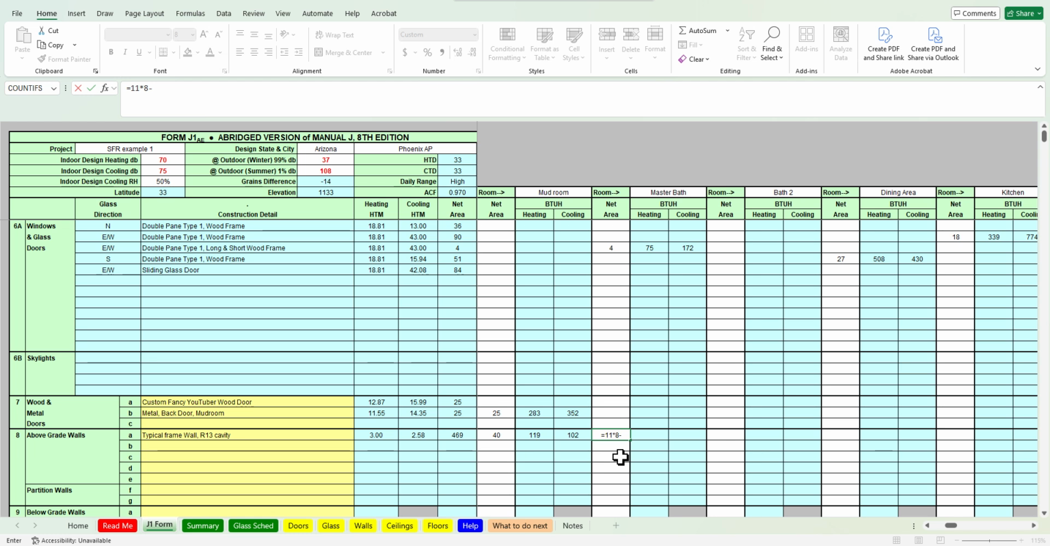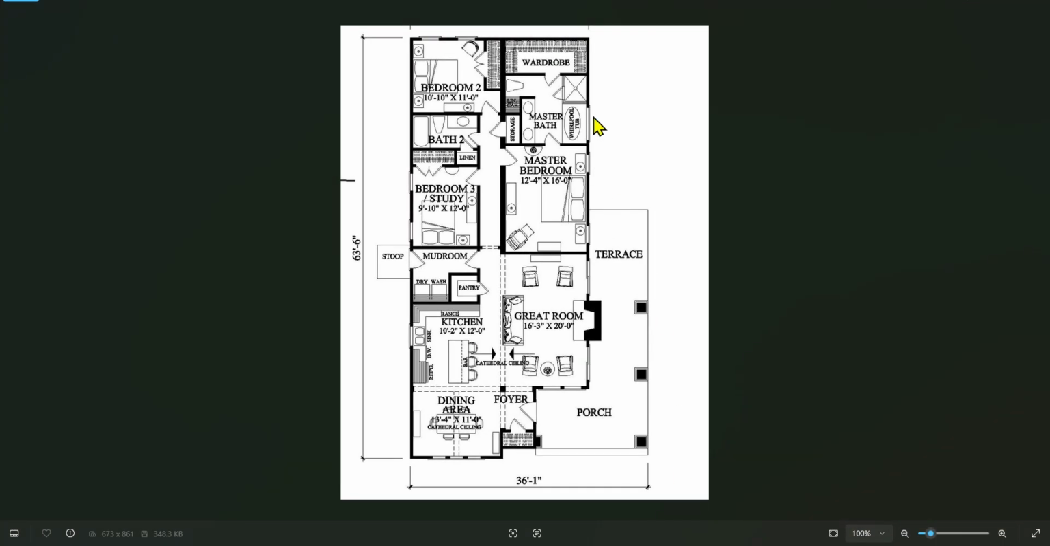Okay, now we need to, sorry, let me be consistent with what I was doing before with the parentheses. All right, now I need to remove from the master bath this window that's right here along this wall. All right, again, I'm right here. There's a window. I deduct the window square footage from the wall square footage.